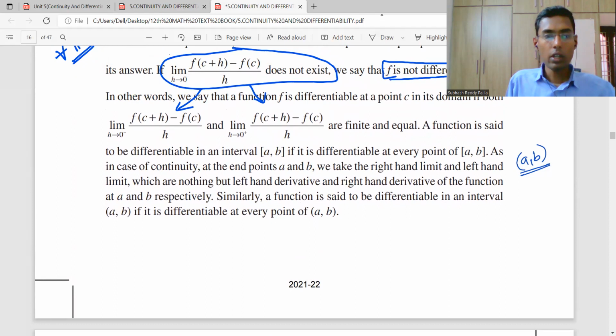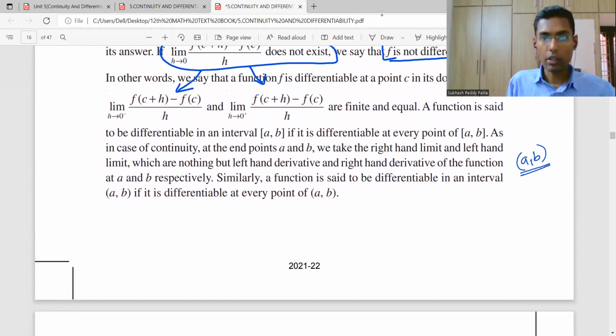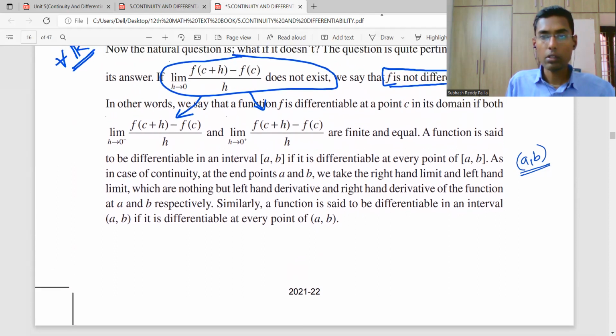A function is differentiable on an open interval if it is differentiable at every point of the open interval. If the function is continuous and the domain is an open interval, we say it's left-hand continuous and right-hand continuous. Similarly over here also.